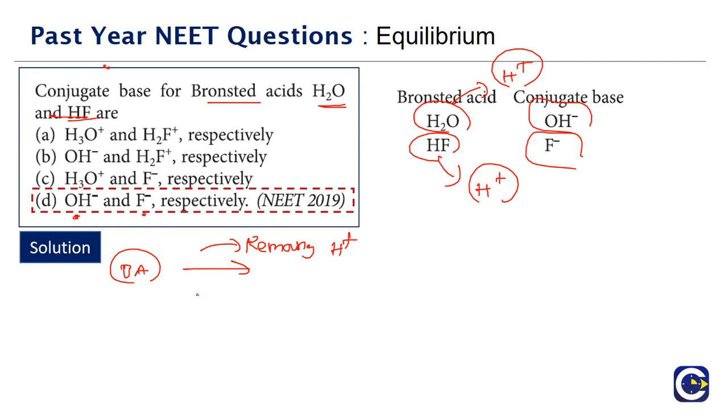So for any substance, if you want to obtain the conjugate base, remove H plus. If you want to obtain the conjugate acid, for any substance we simply add H plus. Adding H plus will give the conjugate acid, and removing H plus will give the conjugate base.